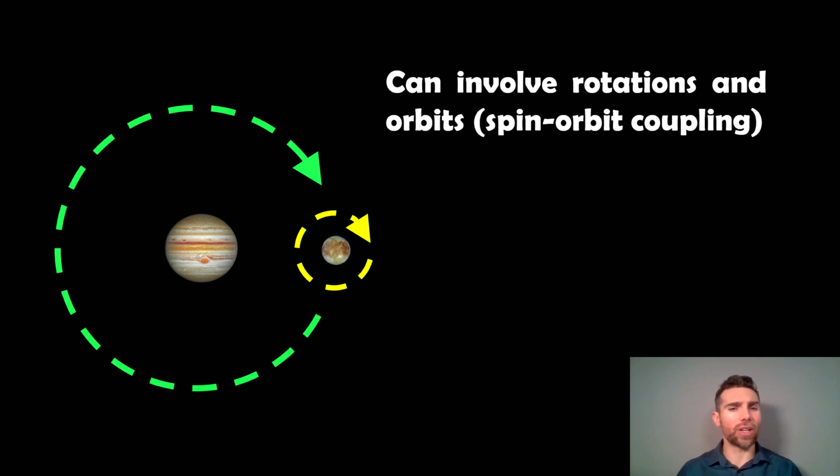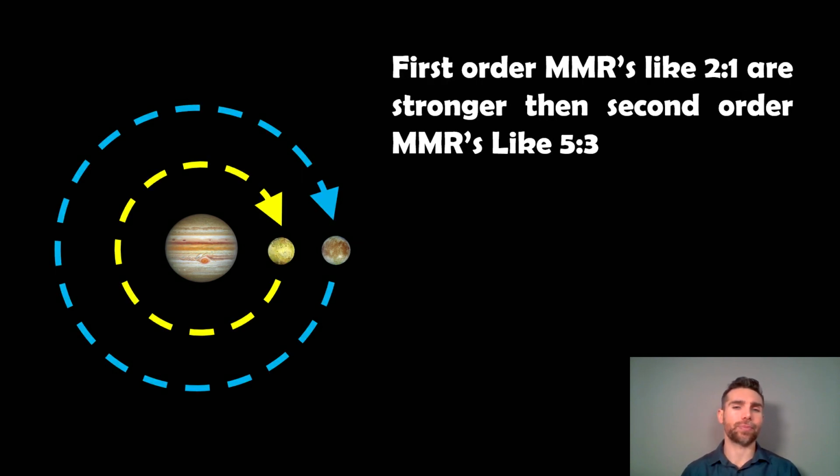And a similar other one is Mercury. That has a spin-orbit coupling. So its rotation is some ratio of its actual orbital period. So you can get those two occurring here, but the Laplace one we're interested in is actually to do with the orbit-orbit coupling instead. So things like the 2-to-1 mean motion resonance are stronger. They're known as a first order mean motion resonance, and they're going to be stronger than a second order one, which is like a 5-to-3.